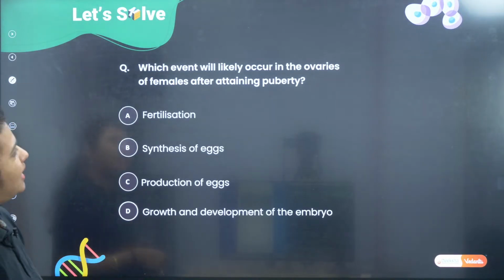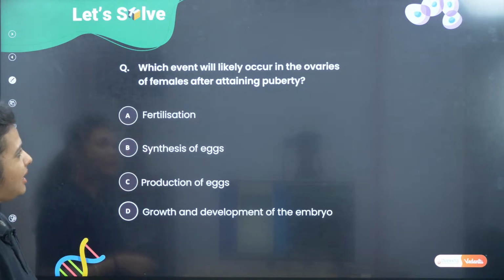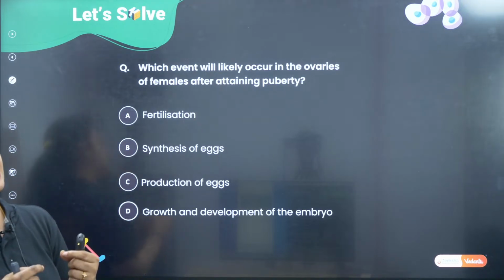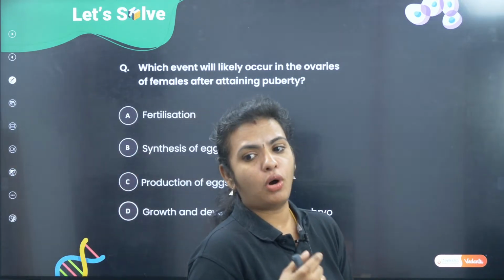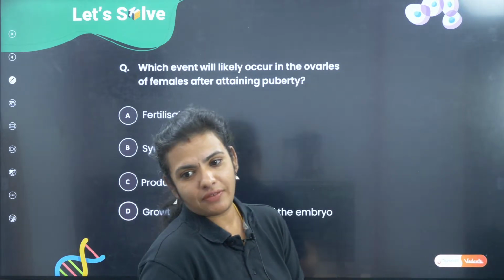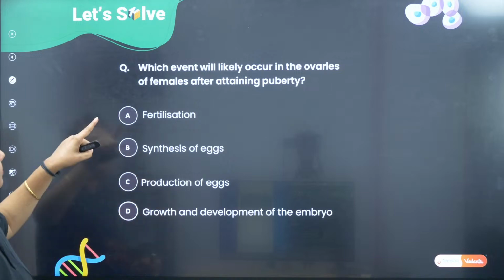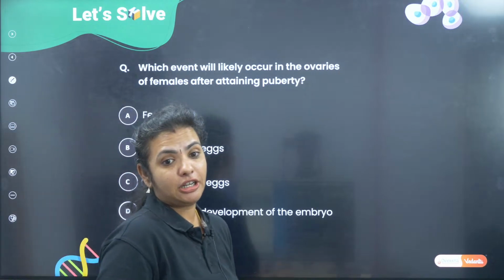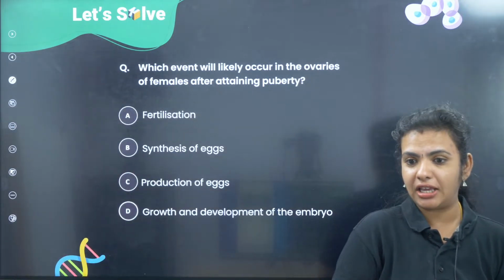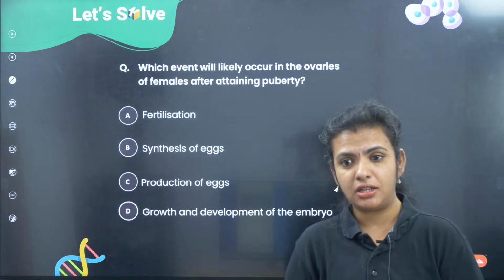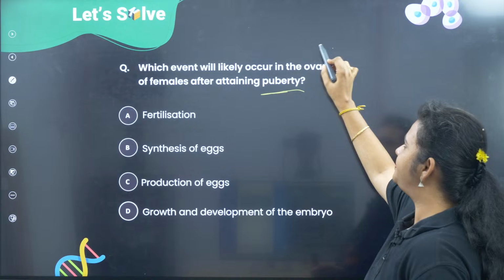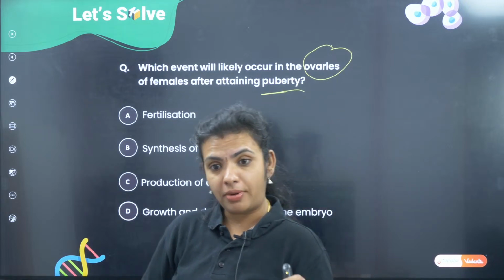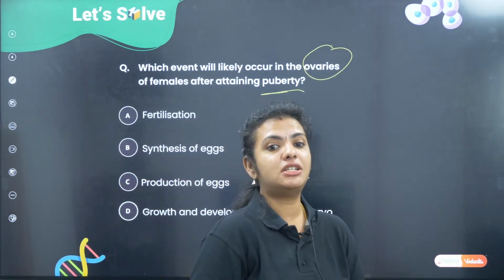Okay, which event will likely occur in the ovaries of females after attaining puberty? Okay, the female has undergone puberty. So what do you think will happen? Okay, very good, Netra. I am happy that you have understood. Fertilization, synthesis of eggs, production of eggs, growth and development of the embryo. So what do you think will happen in a female who has undergone puberty? Okay, so what is that change the ovary is going to do the moment a girl reaches menstrual cycle?